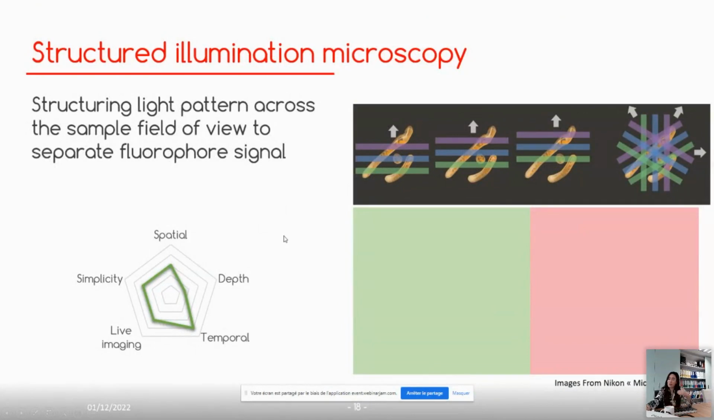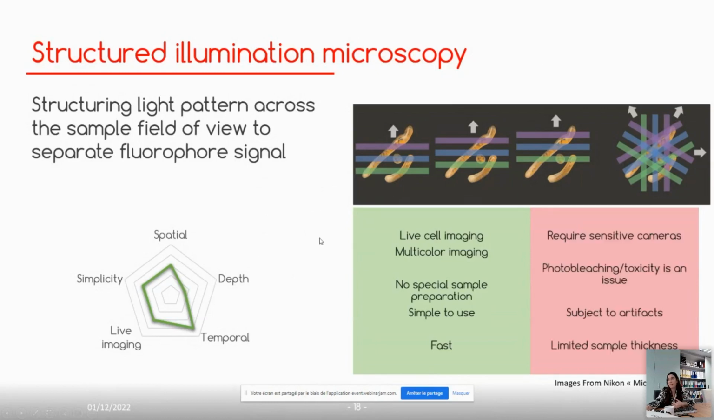So another technique, if we go back to thinking about what we can do with our illumination, is structured illumination microscopy, whereby we pattern light in a barcode-like pattern. So here we're sending in light that's alternating between on, off, etc. And we can rotate that across the image and really detect fine structural details of the edges of the structures of interest. It's certainly compatible with live cell imaging. You can do it in multiple color channels, no special sample preparation, easy and fast.